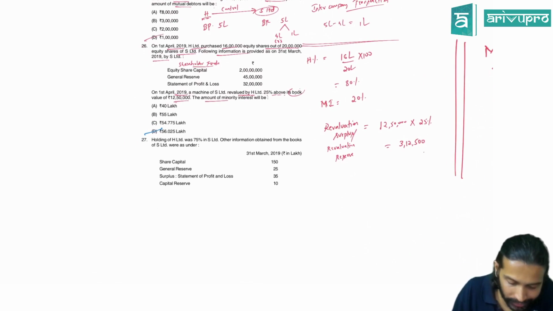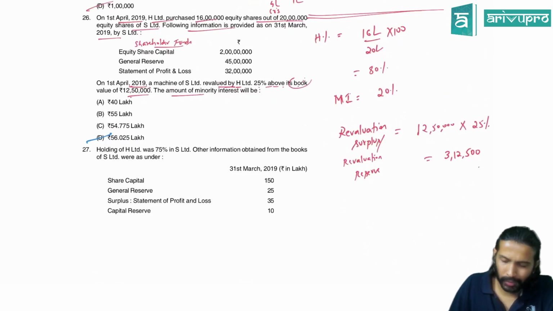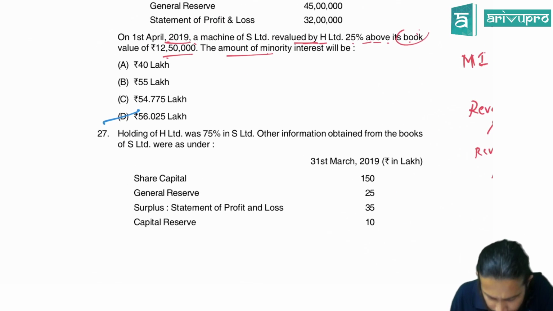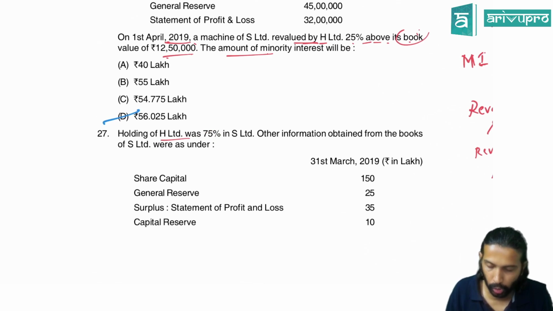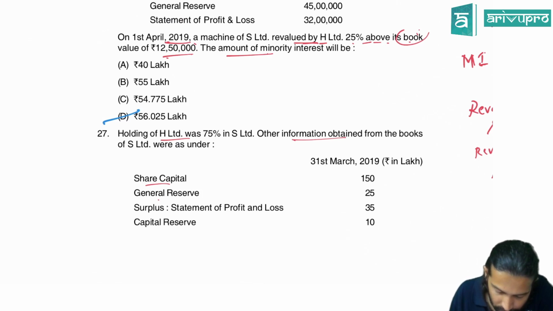That's question number 26. Simple one. We have done enough questions like this. Yeah. Next. H Limited owns 75% in S Limited. So that means H Limited has control. Other information they have given: share capital, general reserve, P&L, capital reserve.